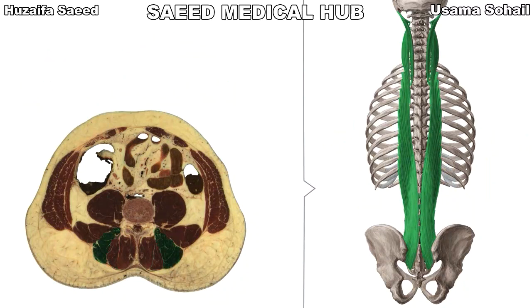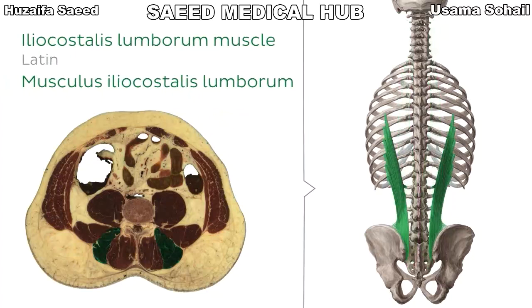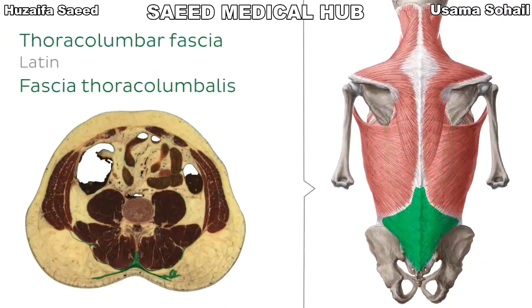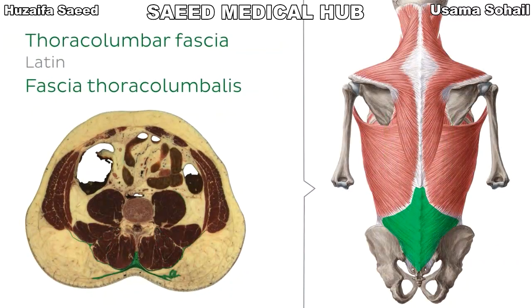The final and most lateral of these deep back muscles is the iliocostalis lumborum. Similar to the longissimus, the iliocostalis is one group of muscles divided into 3 parts. At the lumbar level, the part that we can see is the iliocostalis lumborum. As it runs superiorly, it inserts into the angles of the ribs, which is the most lateral attachment point of this group of muscles.